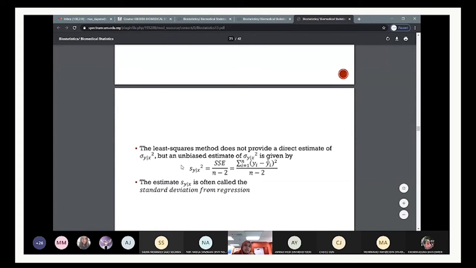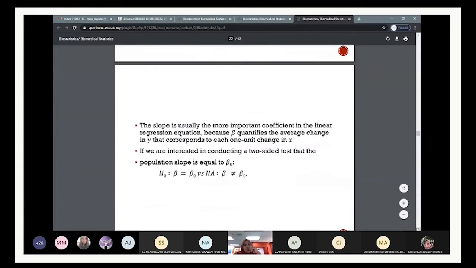We want to see the standard deviation from the regression. This is how you calculate it: previously you calculated the SSE, right? You divide it by n minus 2. So it's the summation of the squared errors divided by n minus 2. This is the most important value that you want to calculate, because we are going to use this value to test the hypothesis.